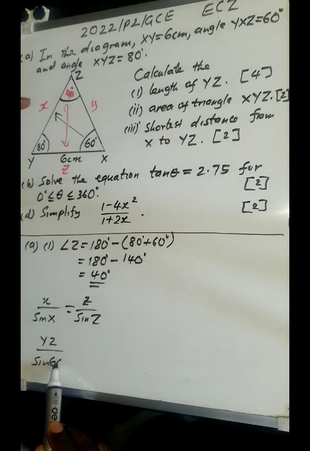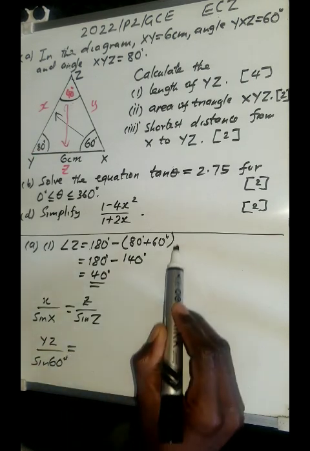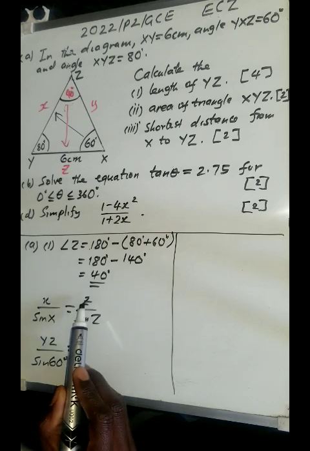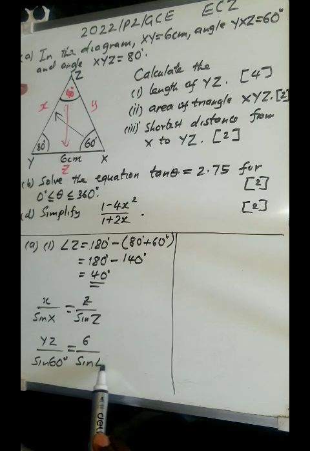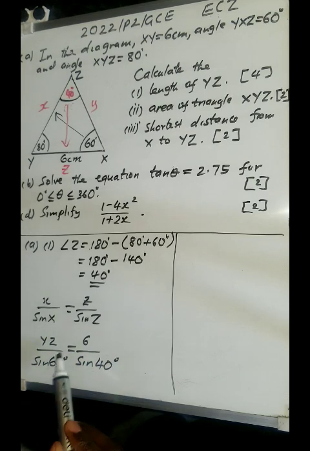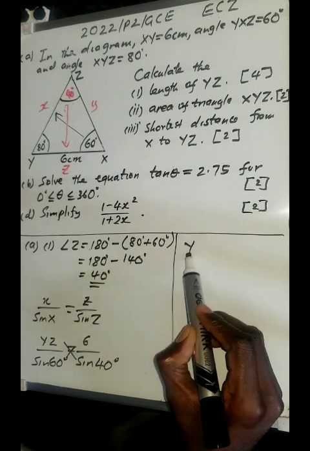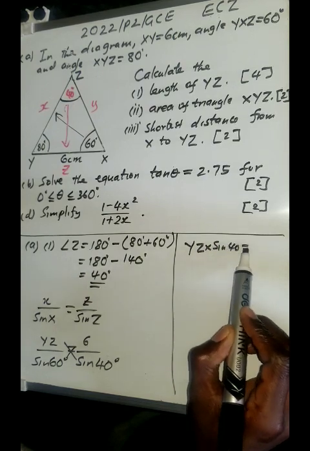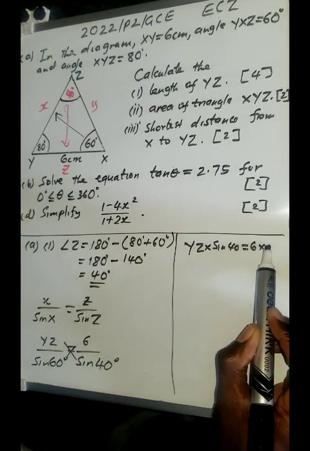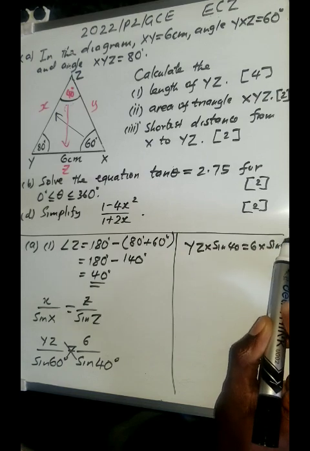Your X is 60 degrees, is equal to, in this context, my small z is representing 6 over, that is going to be sine. What is angle Z? The one that we found, which is 40 degrees. Then you can cross multiply. So it will be YZ multiplied by sine 40 is equal to 6 times sine 60 degrees.